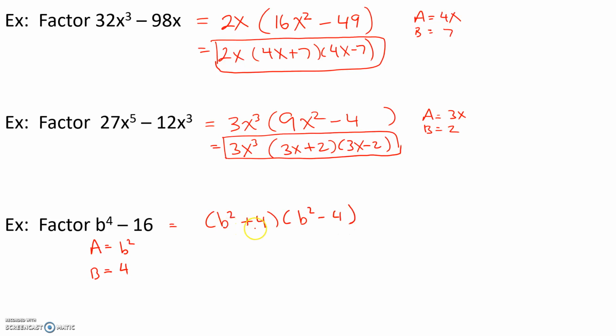Now, b squared plus 4 is a sum of squares, so we can't apply the difference of squares formula. But b squared minus 4, this is also a difference of squares because two perfect squares are being subtracted. So the b squared plus 4, we can't factor that any further, but the b squared minus 4, we can factor as b plus 2 times b minus 2. Since the square root of b squared is b, and the square root of 4 is 2, we get b plus 2 times b minus 2, and this is our factored form.